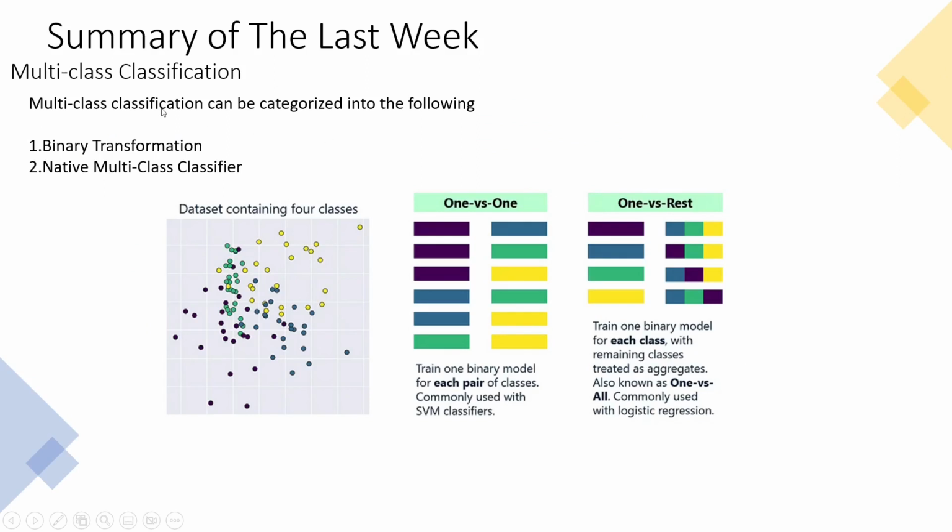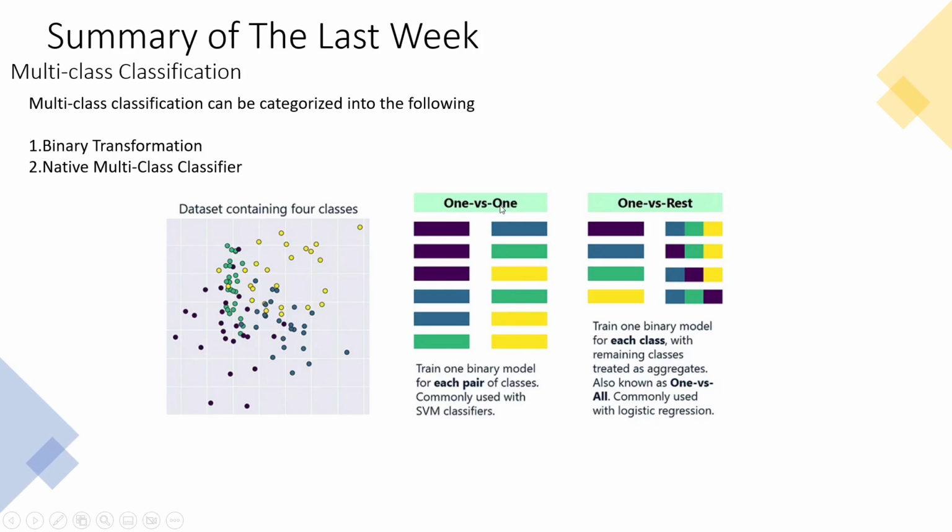And then we have seen the multi-class classification problem. We saw that there are two strategies. We can either use a binary classifier such as support vector machine or logistic regression, or we can use a natively multi-class classifier. If we want to use a binary transformation, we have two strategies.